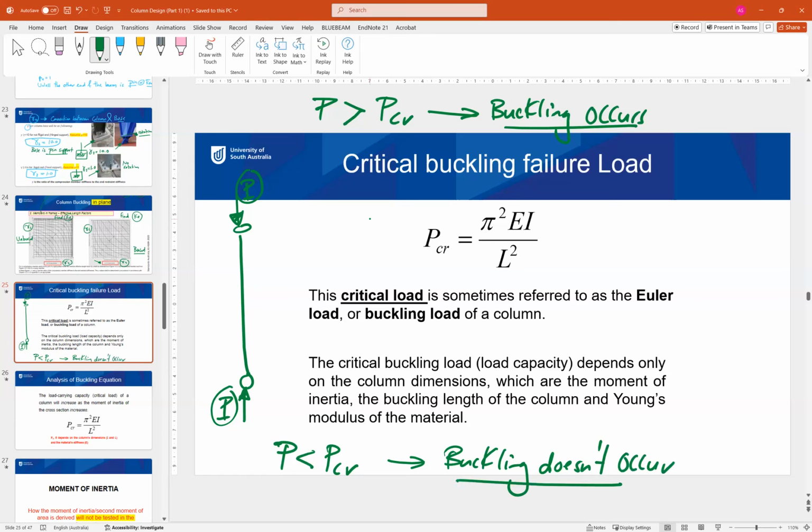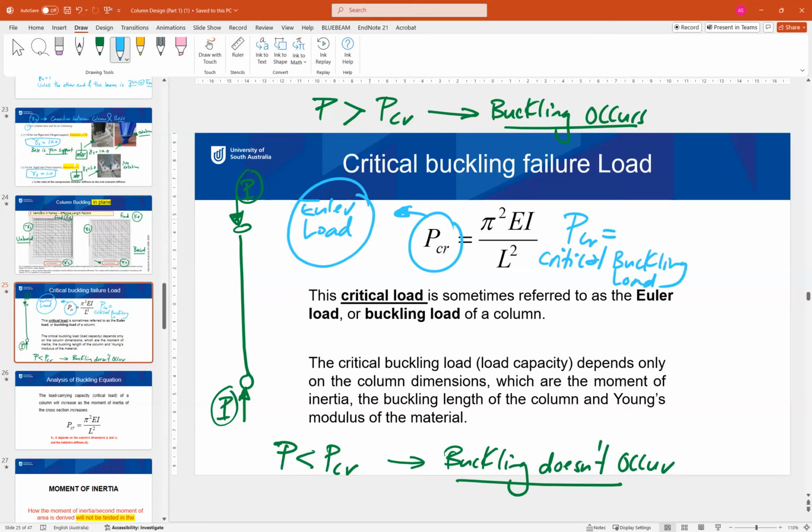So what is this value or what is this limit? This limit is called P critical, or in other words, Euler load, because the scientist who found or proved it is called Euler. So Euler load P critical, the critical buckling load, equal to pi squared E I divided by L effective squared. So L here is L effective. So the critical buckling load is sometimes referred to as Euler load, or buckling load of the column.